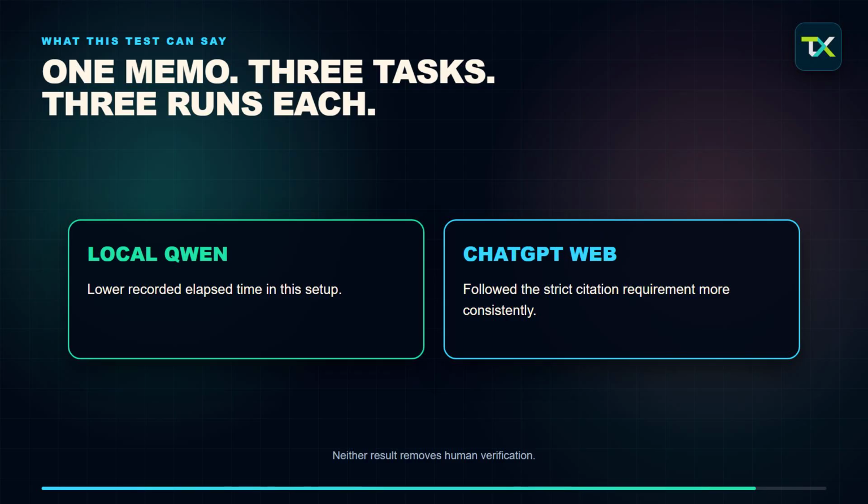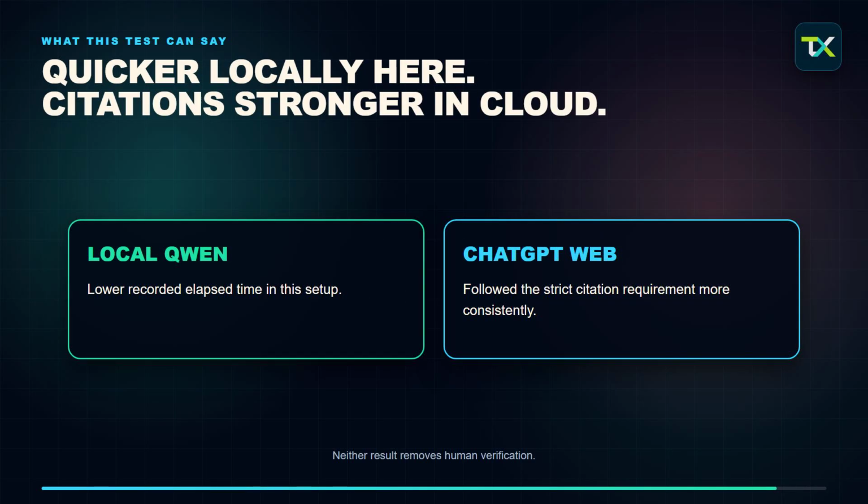This was one synthetic memo, 3 tasks, and 3 fresh runs per system on one date. It cannot rank every model or computer, and it did not test offline behavior. The practical result is that local Qwen was quicker in this setup, while ChatGPT followed the strict citation requirement more consistently. Neither result removes the need for human verification.